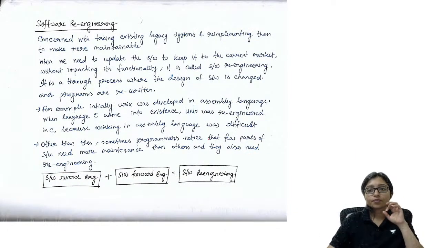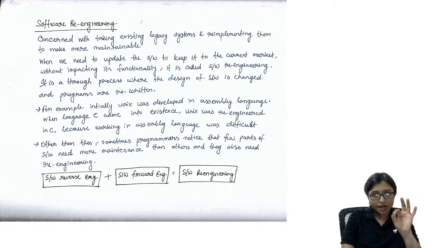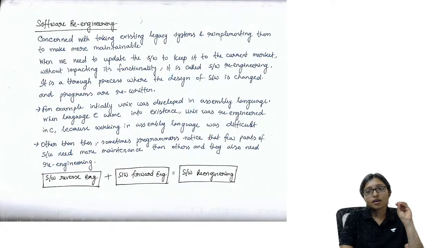So tell me the difference between corrective, adaptive, preventive and perfective. What are the main points?